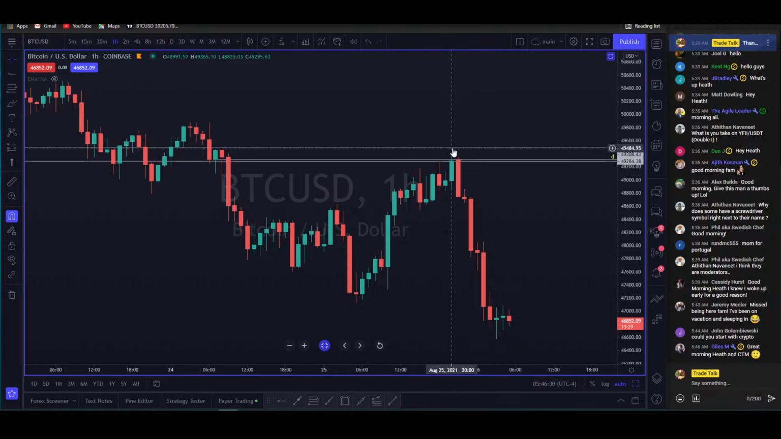I would have shorted this all day long. All day long. I would have taken this position last night. That is exactly where you want to take these positions.